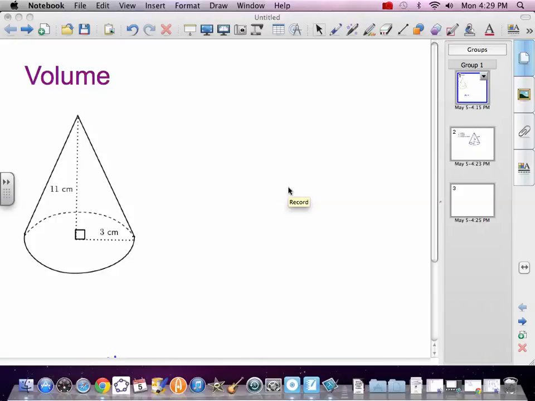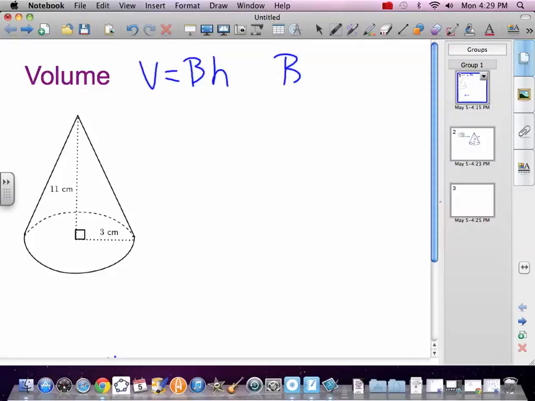All right, let's do the volume of a cone. Again, volume, one of two formulas. Volume equals area of the base times the height, or area of the base times the height divided by 3. Divided by 3 is for pointy things. A cone is a pointy thing. It comes to one point. It has one base. That's how we determine which formula we're going to use.